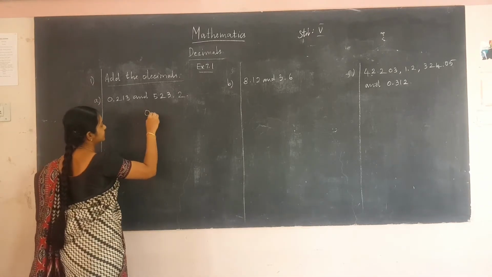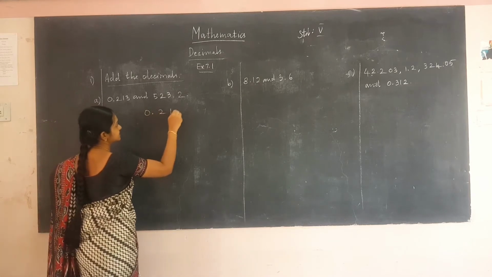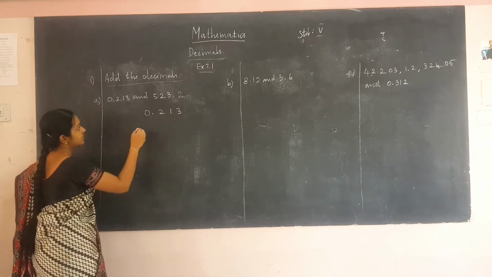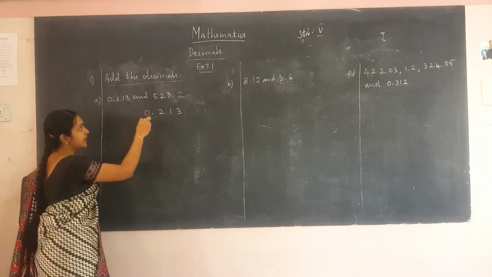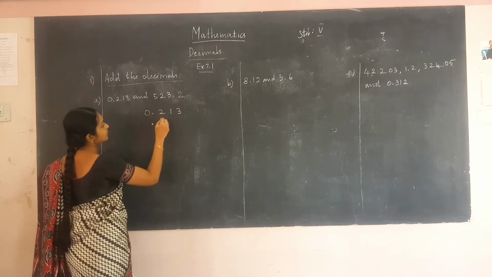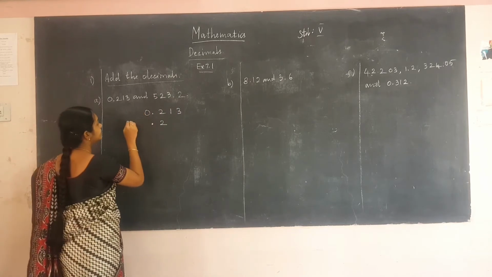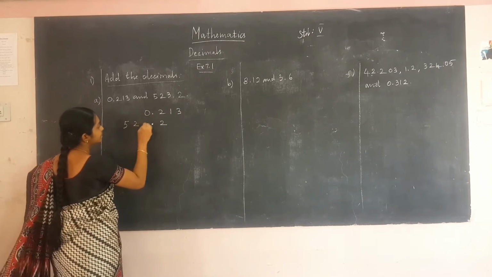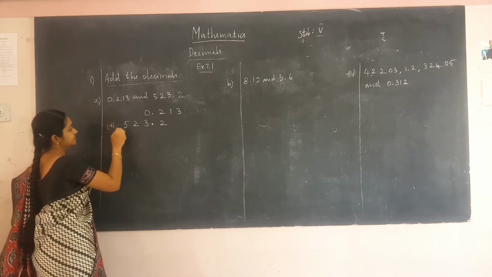First, write the given numbers as it is. But we have to write the numbers so that the decimal point lies on a straight line. Here after the decimal point we have 2. Before the decimal point we have 523. We have to add them.